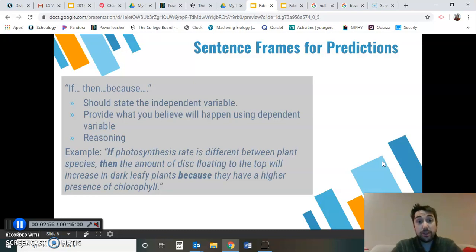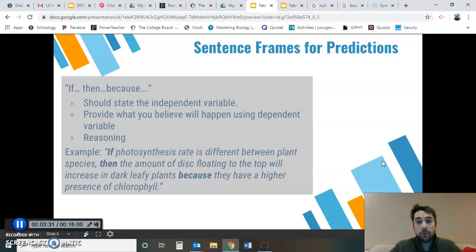So an example, if we're thinking about independent, I change it, and the dependent, the data, would be something like this. If the photosynthesis rate is different between plant species, right? Plant species is our independent variable, then the amount of disks floating to the top will increase in dark leafy plants. So that's our data, right? We're counting how many are going to the top because they have a higher presence of chlorophyll. That's our content aspect. That's the reasoning about what we're thinking about what we're seeing, and the reasoning behind it.